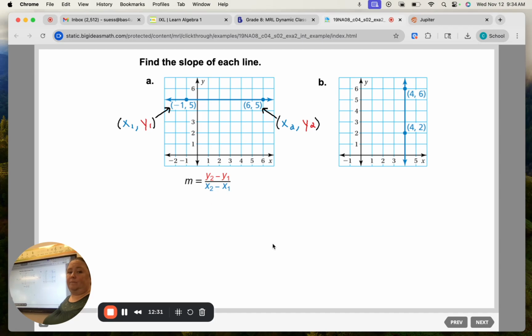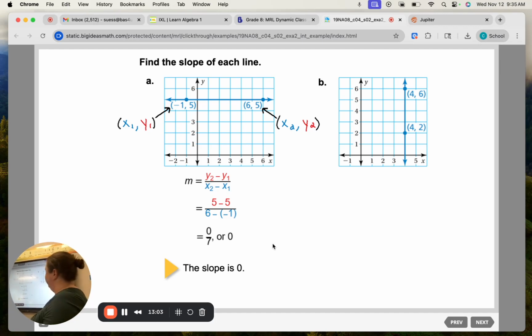5 minus 5, because they're both 5s. Okay, and then x2 on the bottom is 6 minus what? 6 minus a -1. So 5 minus 5 is 0. 6 minus -1 is 7. Can you divide 0 by 7? No, it's just 0, which means it's a horizontal line or the slope is 0.